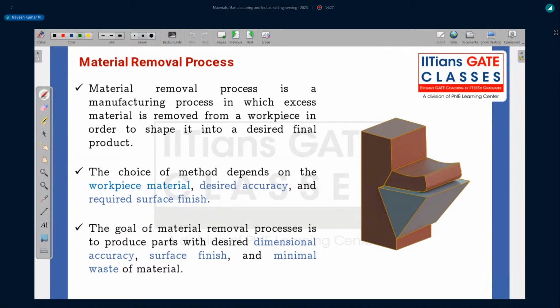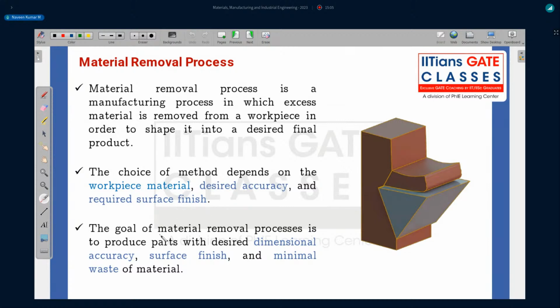Now, there are so many processes. Why so many processes? Because for a certain process, you get a certain required surface finish, how smooth it is, right? And if you have a very hard material or a very soft material, you have to go for a specific machining or material removal process. Or based on accuracy, you have to go for a different material removal process, right? So the choice will depend upon the work material, desired accuracy, and required surface finish.